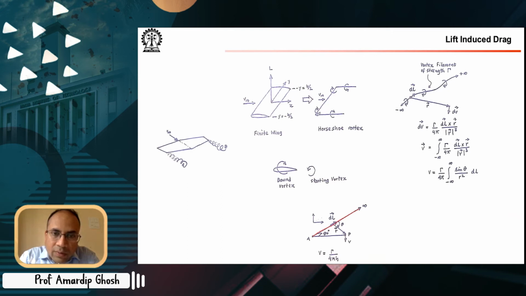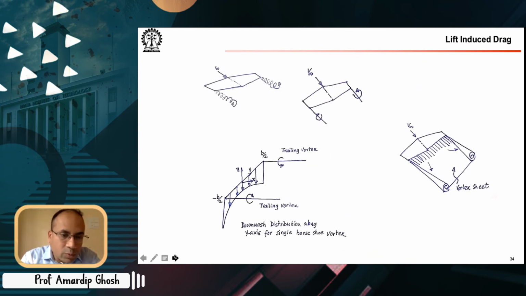So if you think of something like this, this is your A, this is infinity. And then you are interested in finding the velocity field induced at P due to this vortex filament. So suppose this is my point P, and this is 90 degrees. Then we can use this formula to find the velocity field induced at the location P due to that entire semi-infinite straight line vortex filament. Okay, so if you work it out, you get a downwash distribution as shown here for a single horseshoe vortex.